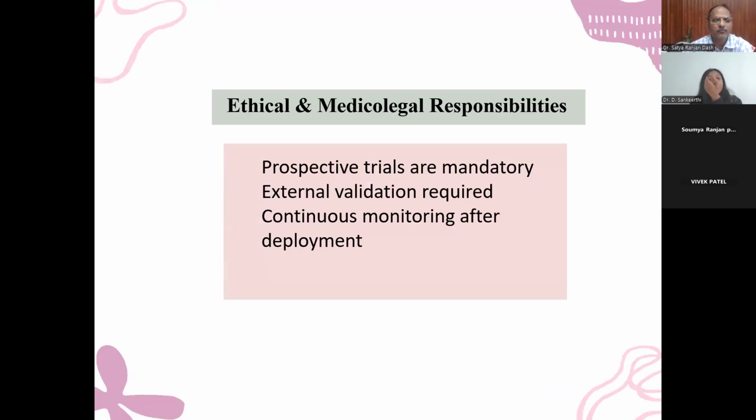There would be some amount of ethical and medicolegal responsibilities that would have to be followed when we are trying to do such studies. We would have to do prospective trials and external validation, as in we can't just use those who've had a bad outcome. We must make sure we see all sorts of pregnancies, including normal pregnancies, so that we can generalize the data that we have in our population to a larger population group. Along with that, we would have to do continuous monitoring of these programs after we deploy them. It can't just be like, okay, we have launched the program and we just hope it works. We would definitely have to follow through with it and see whether the plan is actually working or not.